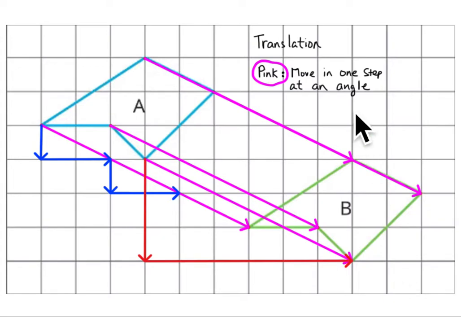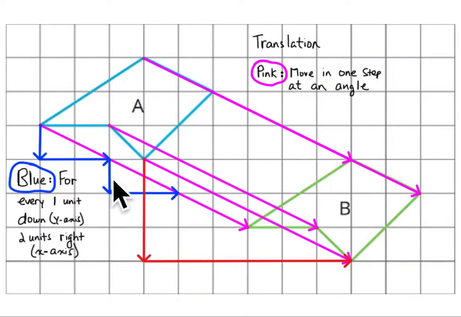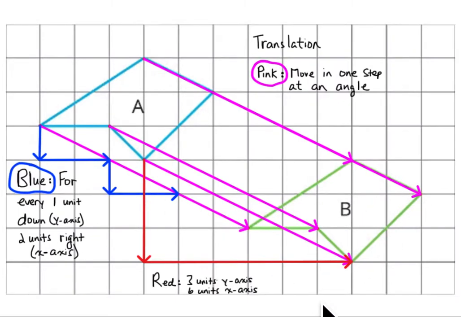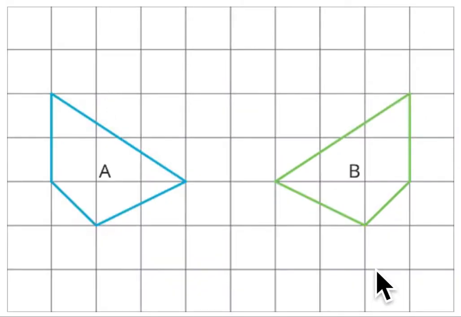So translation, the pink, move in one step at an angle. And the blue, for every 1 unit that you move down along the y-axis, you move 2 units to the right along the x-axis. 1 unit down, 2 units to the right. And eventually you'll get to this polygon. The red is showing the vertical move and horizontal move in one step. So 3 units along the y-axis and 6 units along the x-axis.